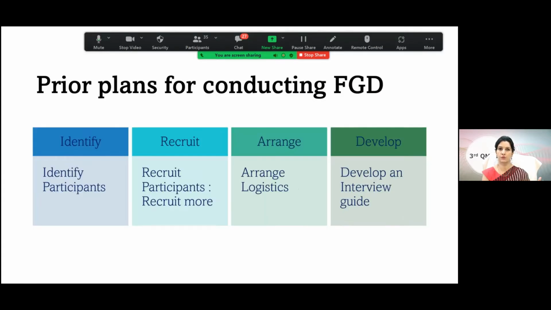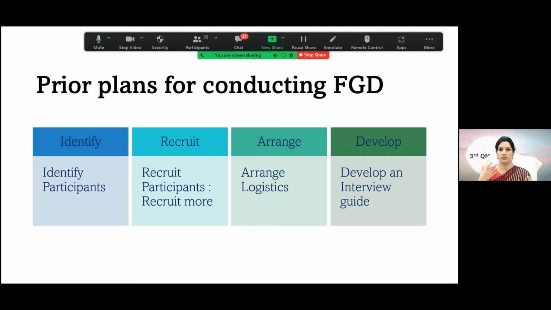And then he tries to cover all the questions. So there are some prior plans for conducting FGD. He should identify participants and recruit participants. Always recruit a larger number of participants, because on the day of the interview, it might be the case that participants did not turn up. So if you have to conduct an interview with 12 people, at least call 15 or 16 people, or if you have to conduct an FGD with 8 people, then call 12 people.